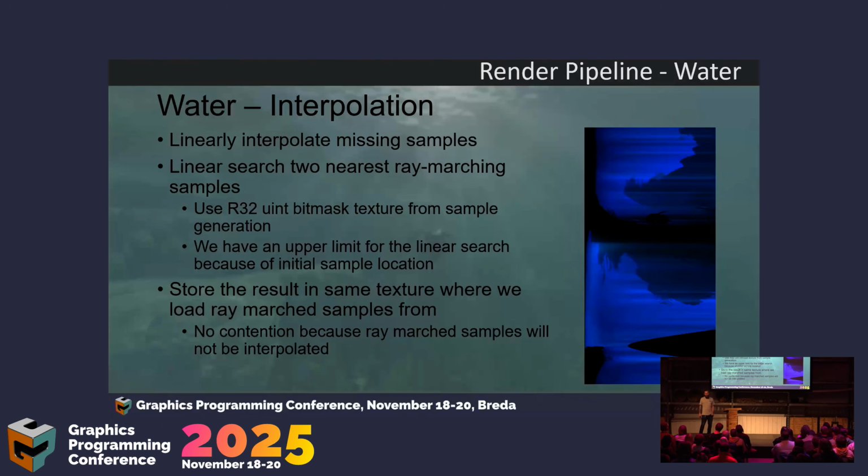After ray marching, we must interpolate the remaining samples in the epipolar texture. We launch a compute shader with one thread per epipolar coordinate and early out all ray marched or invalid samples. For every other sample, we linearly interpolate from the two nearest ray marched samples. We search for the first set bit on the left and the right side in our bitmask texture. We output it in the ray marching path and in the sample generation path, linearly interpolate the missing value, and then store it in the same texture as our ray marched samples are stored. So we do not have any contention there.